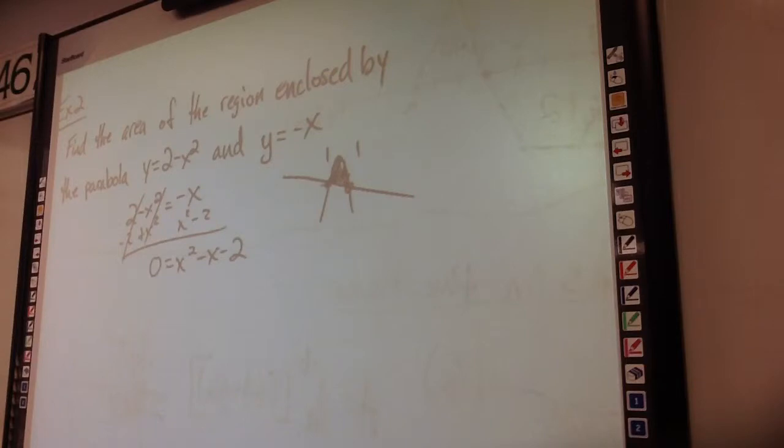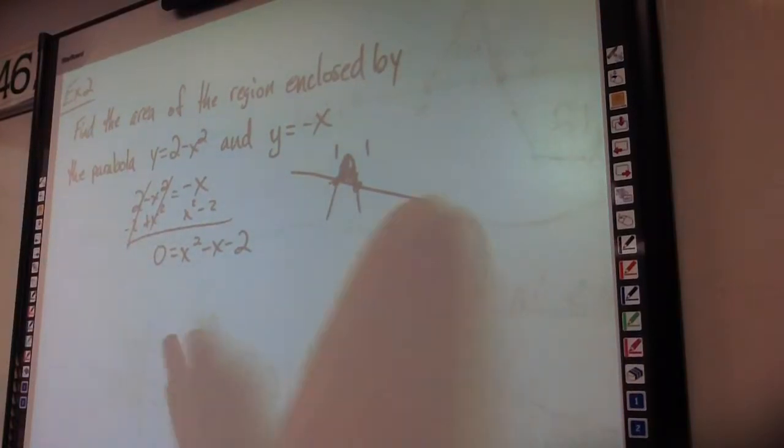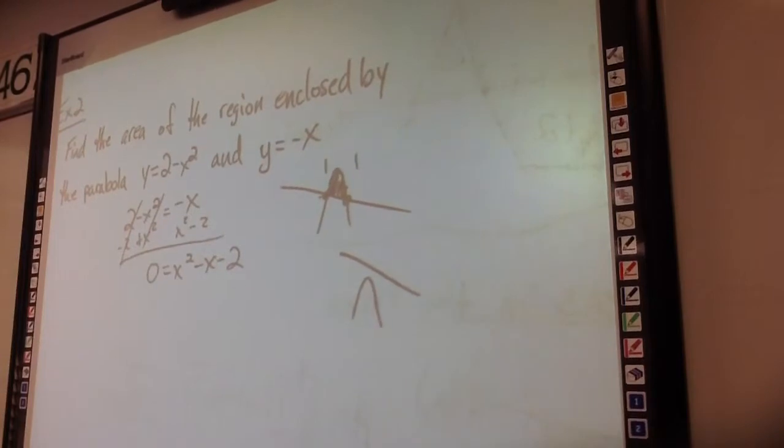Well, I don't know for sure, but I'm checking that right now. I'm thinking that it's an upside down parabola and a line, and that they're going to intersect like that. But it could be an upside down parabola and a line above it, and maybe they don't intersect. How will I find that out? If this has no real solutions, then they don't intersect.